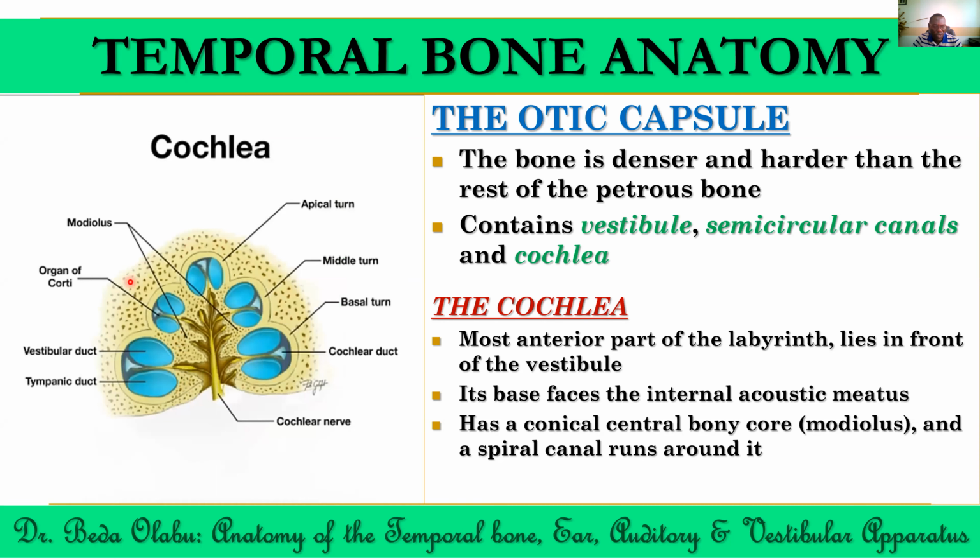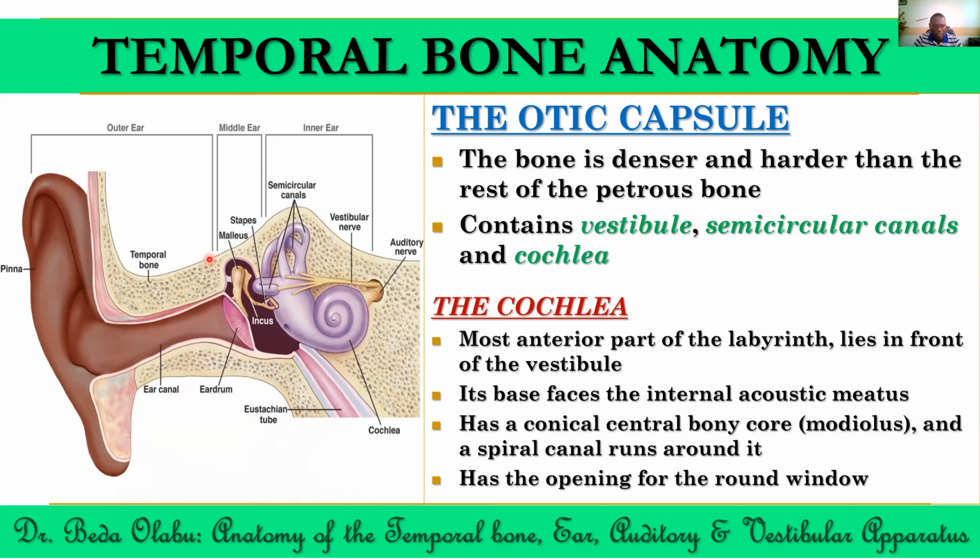So this image shows you, if you take a cross section through the cochlea, this is what you'll see. We'll see the basal turn, which is this one. Then the middle turn or the intermediate turn, which is that one, and the apical turn, which is that one. The cochlea has an opening for the round window, from which vibrations can be dampened from the inner ear. Now that round window opens into the middle ear cavity.